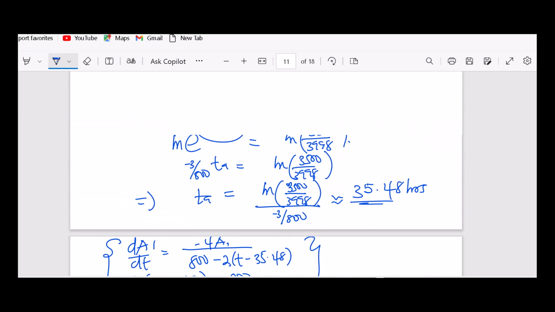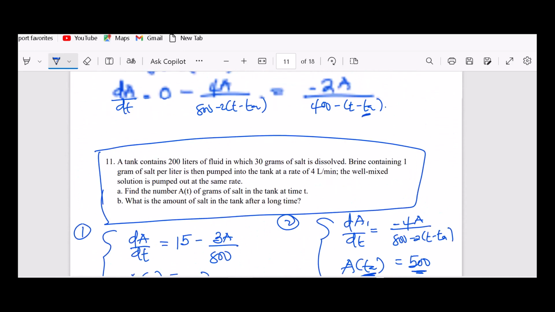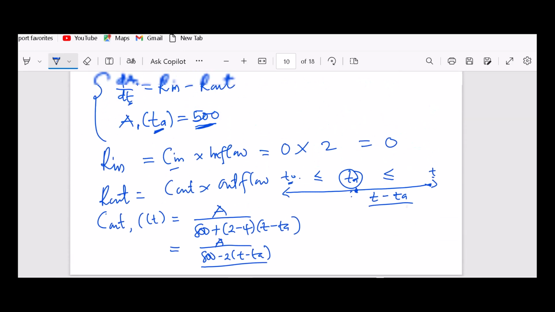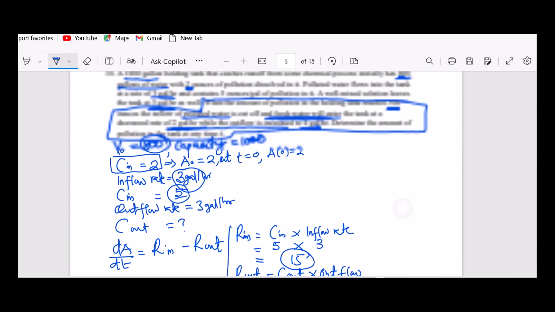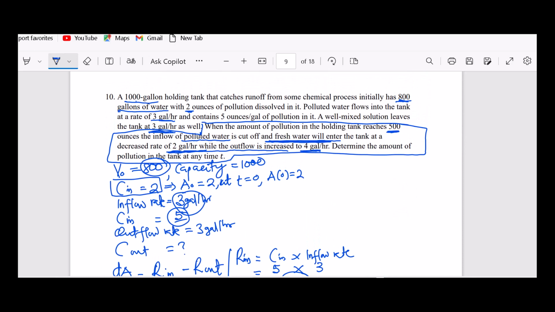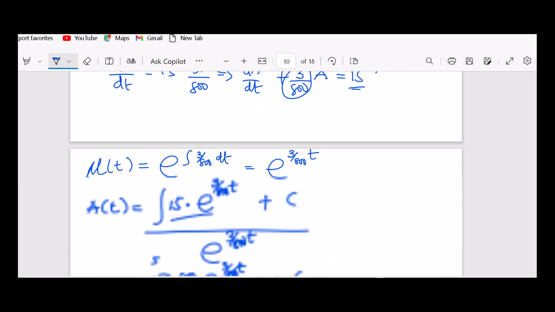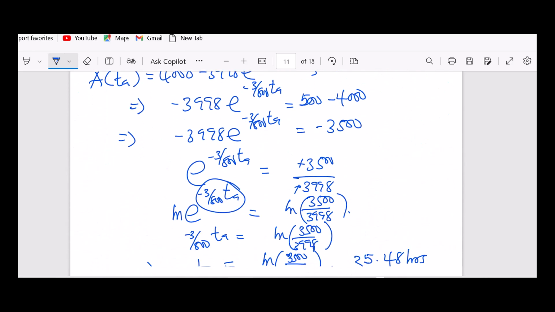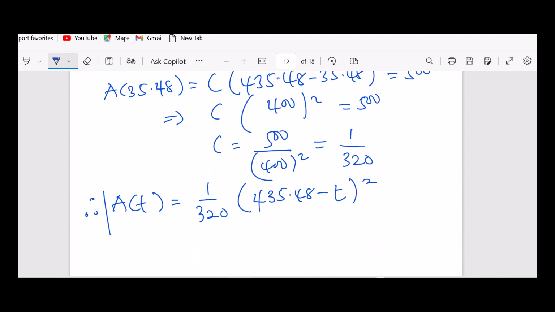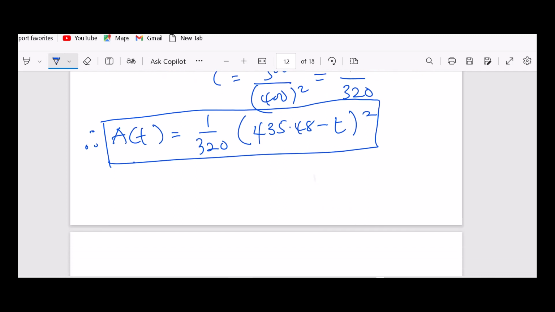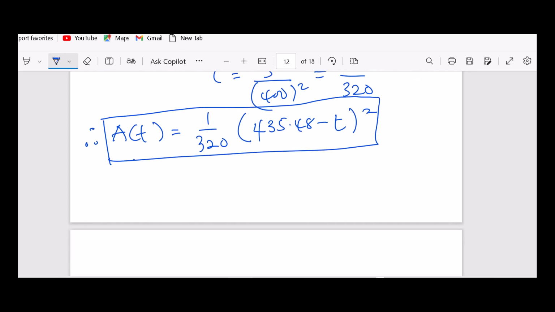Let me see. Okay, oh, the question is really long. Okay, so determine the amount of pollution in the tank at any time t. We don't need to find anything again, that is all. So our final solution for the question becomes this, but we just have to rewrite this in terms of piecewise format.